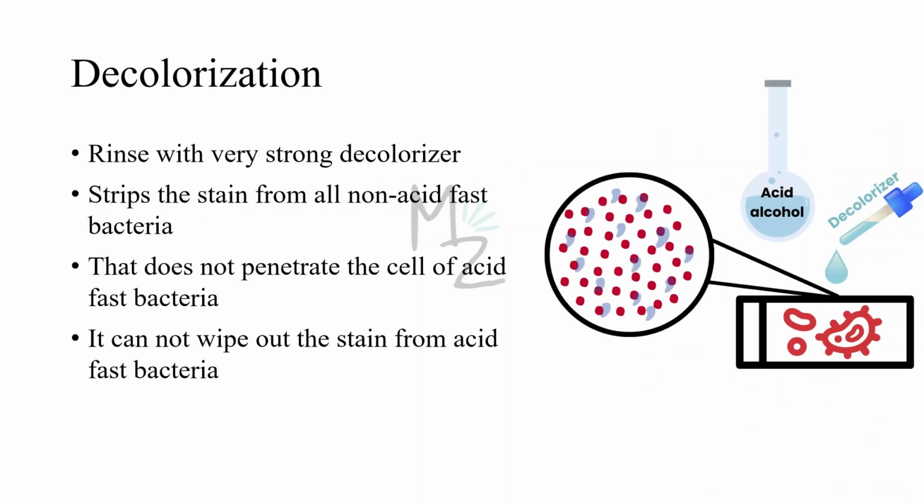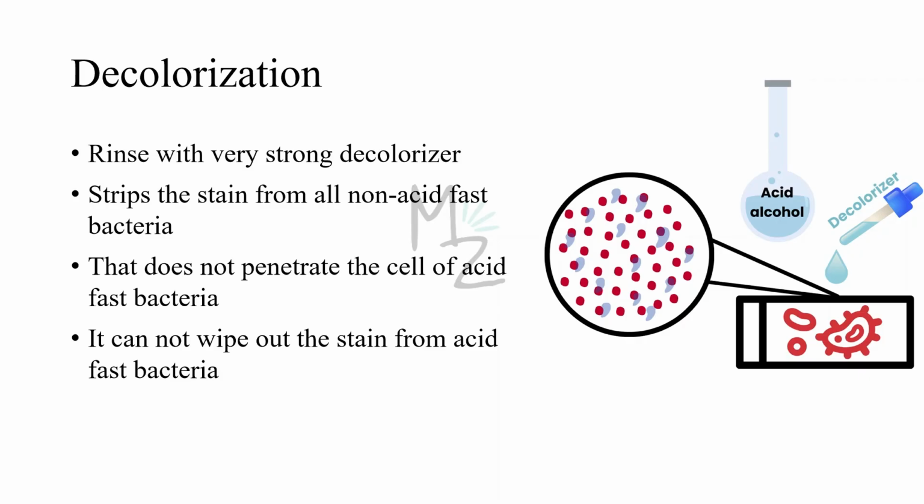Third step is decolorization. It means to add a decolorizer. Now, after fixing that bacteria on the slide, rinse it with a very strong decolorizer. We've got acid alcohol, that's a strong decolorizer. We'll add its drop, as you can see there. This decolorizer strips the stain from all non-acid fast bacteria.